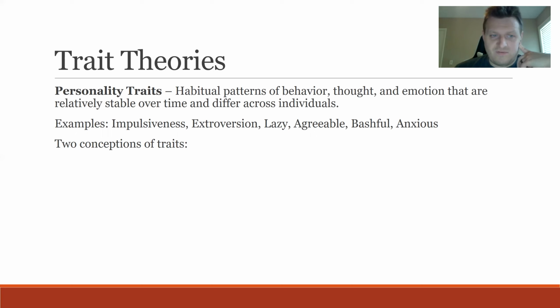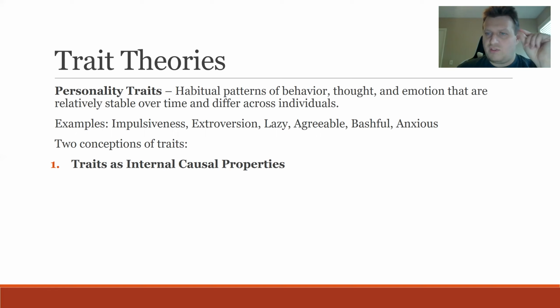Personality psychologists have 2 different conceptions of traits. The first is that traits have internal causal properties. Right? Traits, extroversion, agreeableness, whatever that trait is, it exists somewhere physiologically. It exists somewhere in the brain. There might be a difference in neurotransmitters. There might be a difference in brain structure, but we're referring to a real difference in somebody's brain that leads to changes in how that person behaves, feels, or thinks.